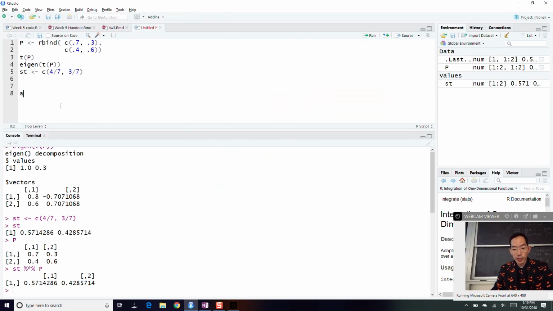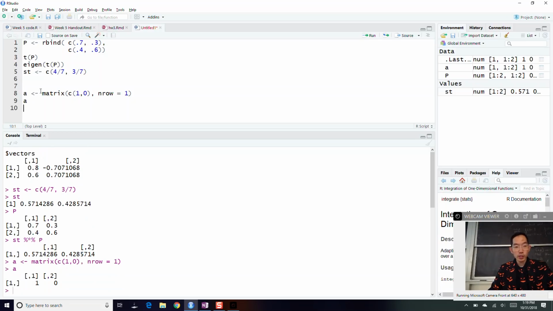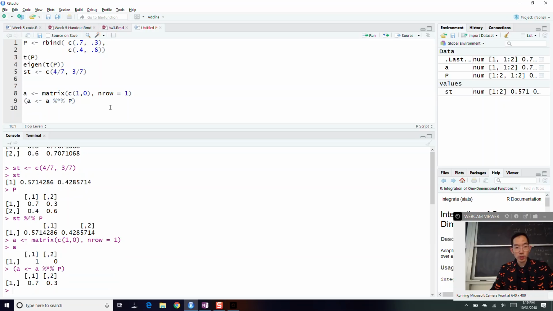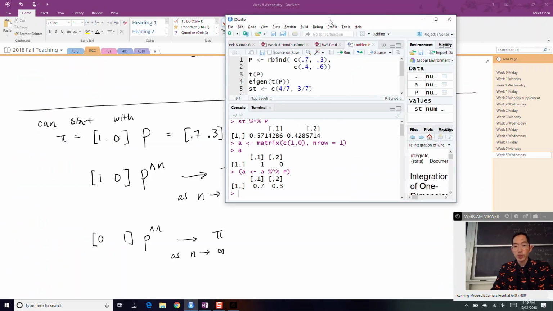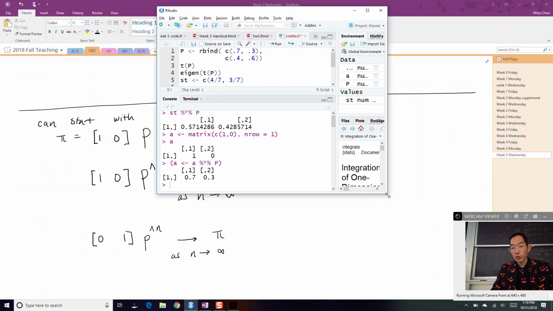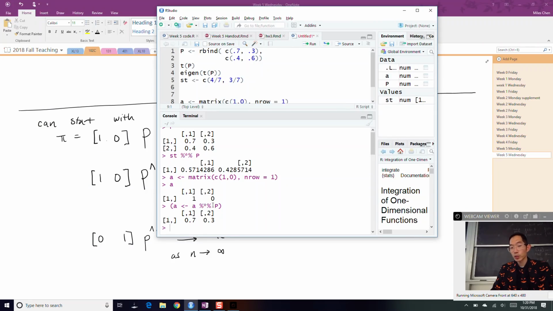So I'm going to just start off with A being the matrix 1 comma 0. All right, and the number of rows will equal 1. Okay, so I can print A, and it looks like this. And what we're going to do is A multiplied by the transition matrix P. And then we'll ask it to print A. Okay, so after one iteration, I get 0.7, 0.3. Each time I'm going to just repeat the same thing. I'm going to update A by multiplying it by P.